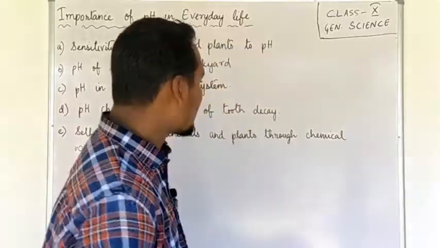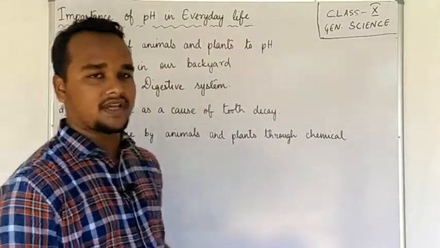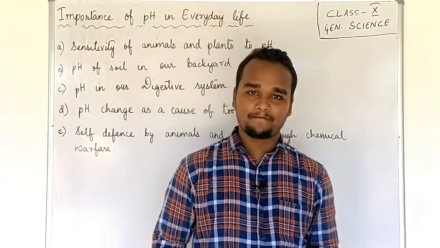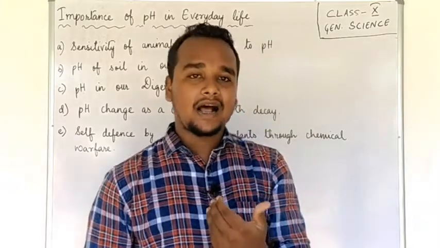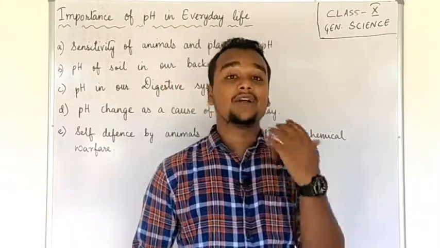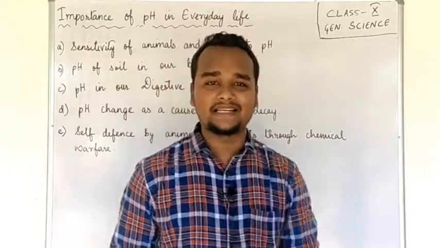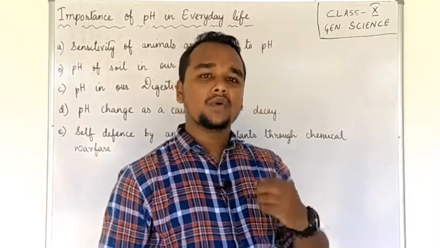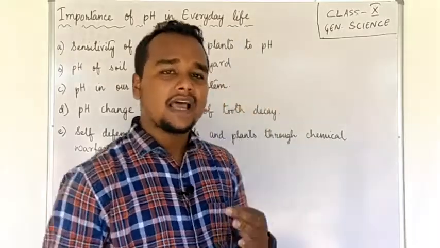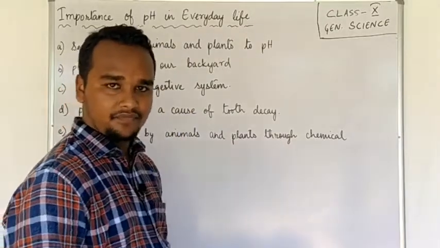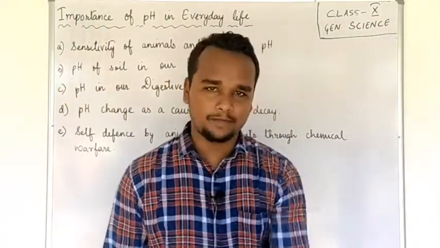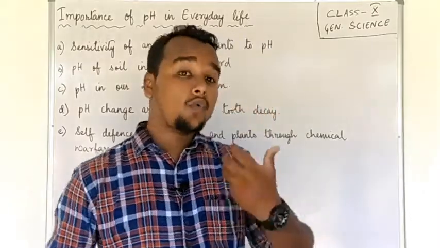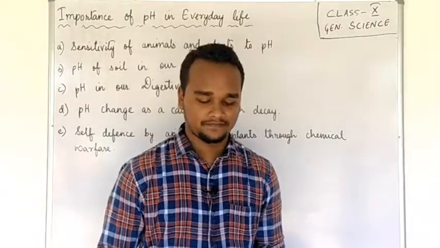Then the next one is pH change as a cause of tooth decay. If the pH of our mouth is lower than 5.5, then the environment inside our mouth becomes acidic, and it gives scope to certain bacteria to grow inside our mouth, and that results in tooth decay. So in that case, what do we use? We use toothpaste as a neutralizing agent.